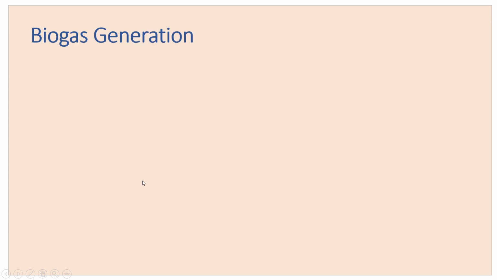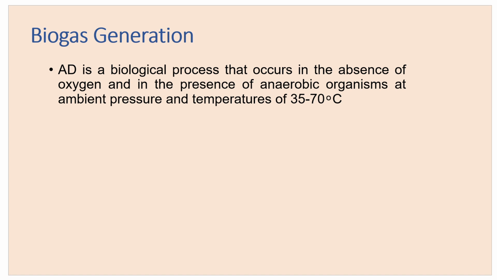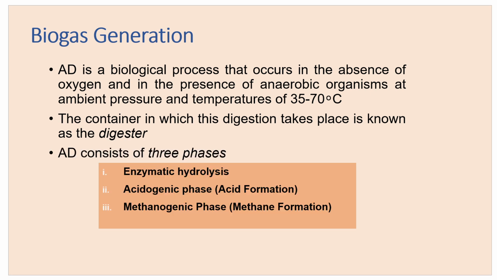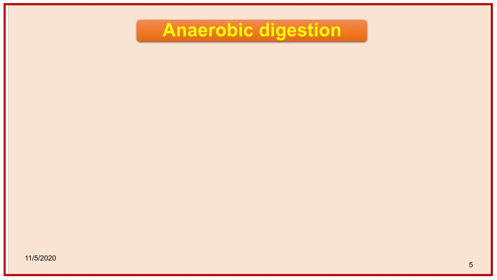So biogas generation is the process called anaerobic digestion, and we discussed that it occurs in the absence of air, usually at a temperature of 35 to 70 degrees Celsius, and it takes place in a container known as a digester, which has three phases: hydrolysis, acidogenetic phase, and methanogenetic phase. So we can discuss them one by one.